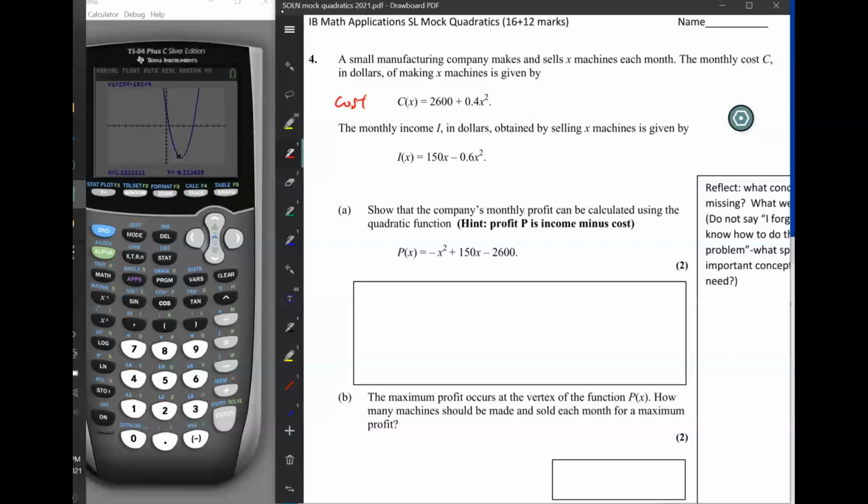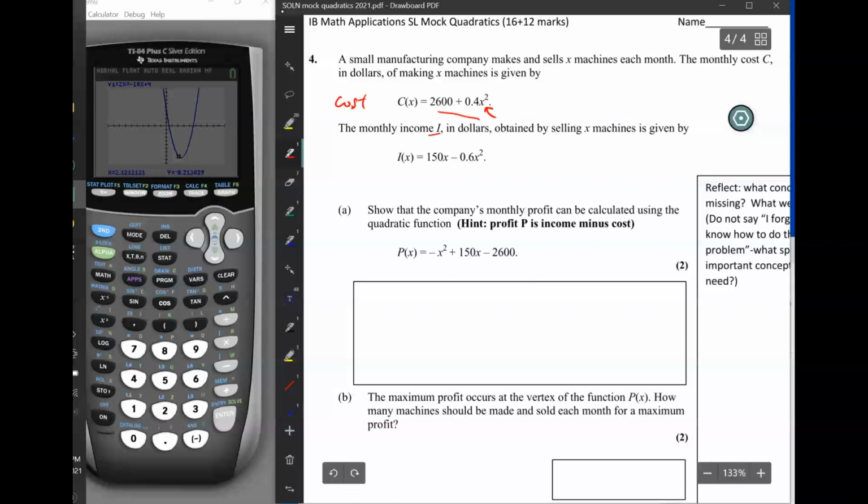Okay? So C stands for cost, and there's the function for cost, and it depends on how many machines they're making, which is X. The monthly income in dollars obtained by selling X machines is given by the next function. They're giving you a lot of business terms here, and they're actually telling you exactly what to substitute into what. So even if you don't understand what each thing is, you can still do this problem. But if you're an IB business student, then this problem should be particularly interesting for you.